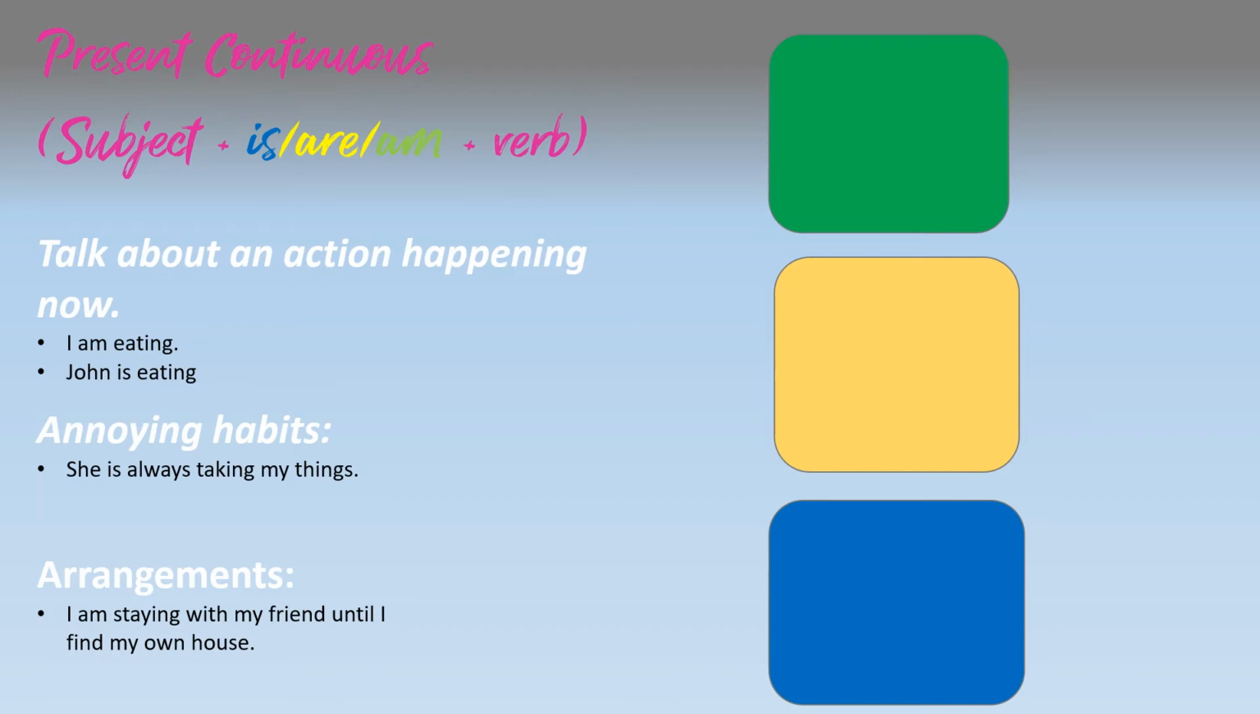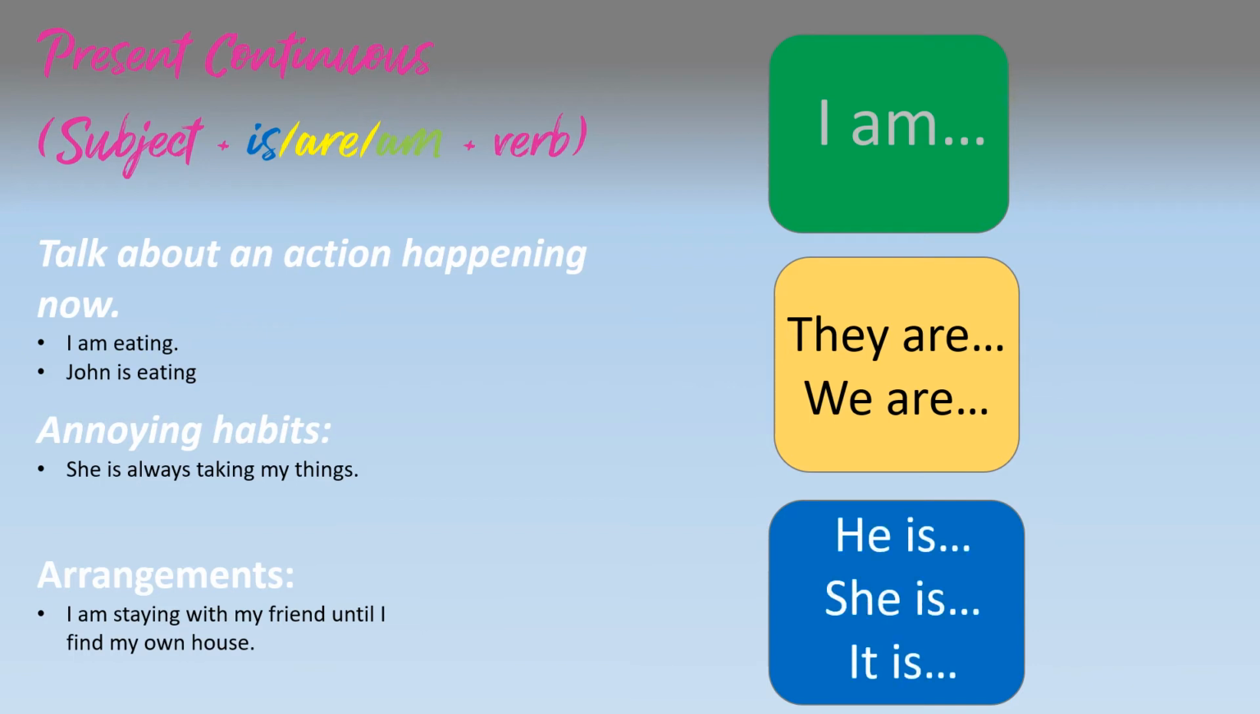Now, I said that you would use the subject plus is, are, or am, and the verb. So remember, when you say I, you would use am. They are, we are. You could use any people, cats, as long as it's many of something, you would say are. You could also say you are. And furthermore, you could say he is, she is, it is, Alex is, whoever it is that you're talking about as one person.